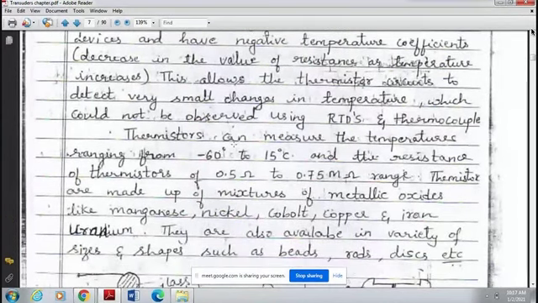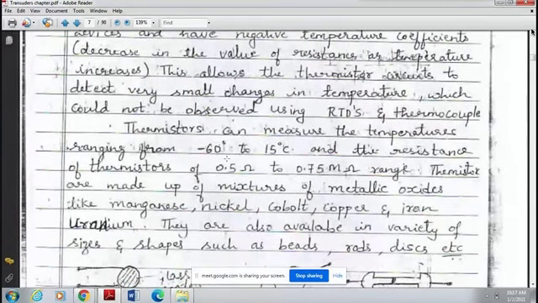Thermistors can measure temperatures ranging from minus 60 degrees Celsius to 15 degrees Celsius. And the resistance of the thermistors ranges from 0.5 ohm to 0.75 mega ohm. The resistance we are going to use for thermistors will be in the range 0.5 ohm to 0.75 mega ohm, and these thermistors can measure temperature from minus 60 degrees Celsius to 15 degrees Celsius.